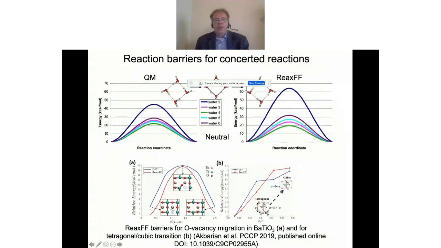This also works in condensed phase materials. Here's, for example, a picture for oxygen vacancy migration in barium titanate. Kind of the same deal in Reactive F. These metal oxygen bonds are pretty strong, probably worth about 80 to 100 kcal. These oxygen vacancy migrations can happen at a barrier of only 80 kcal or so. So that's once again a room temperature event. And Reactive F can reproduce that because of its long-range bond order. So when we are in the transition state, we still have significant bond orders available.